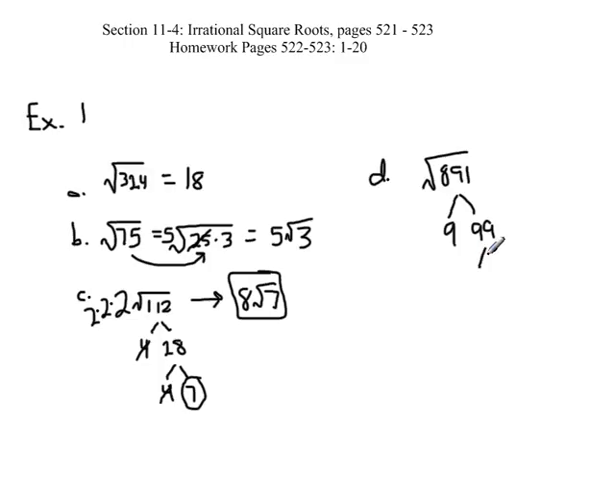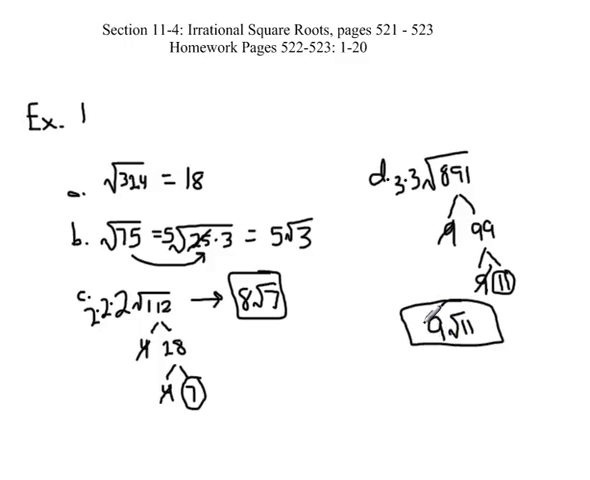Then of course I can pull another 9 out of 99, and it leaves me with 9 times 11. So this is going to be left underneath the radical sign as my radicand. The square root of 9 is 3. The square root of 9, again, is 3. So my answer is going to be 9 times the square root of 11. All right, so it's a little quick intro to example 1.